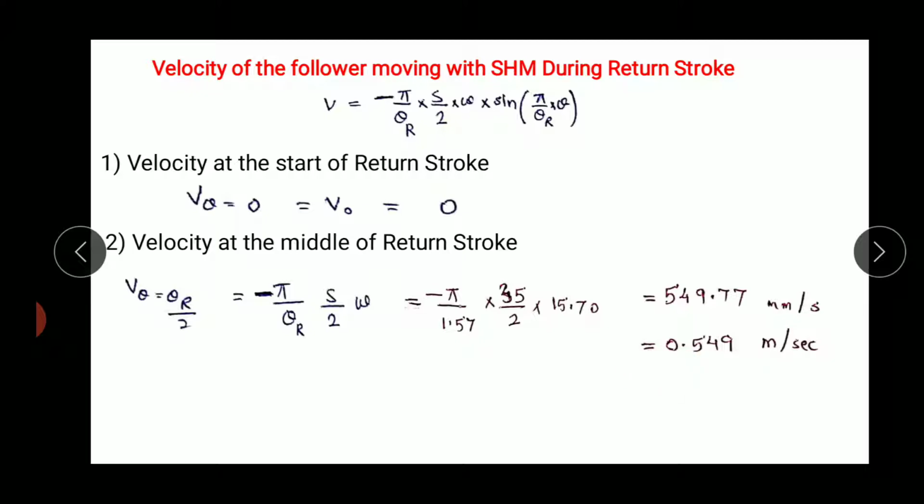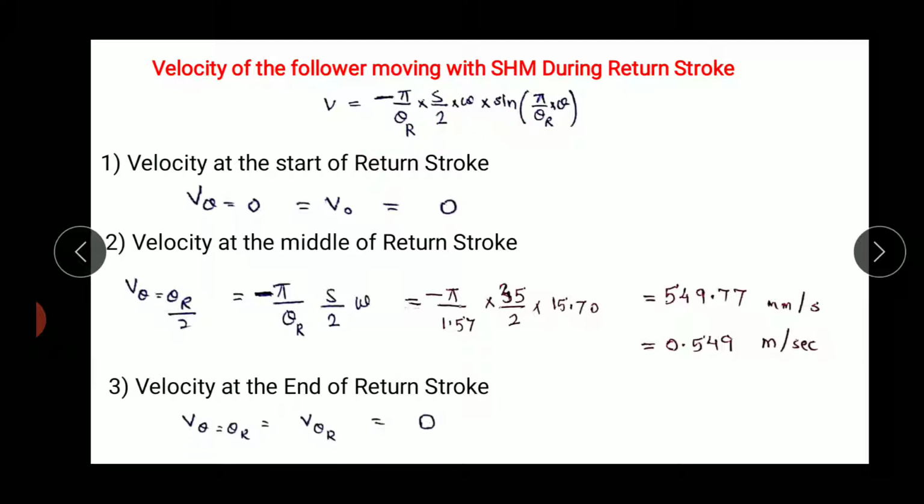Velocity at the end of return stroke, as we discussed earlier, will be 0, because here instead of theta you are going to put theta r. Theta r will get cancelled and it will remain sine pi. Sine pi is 0, so the entire term will become 0. So velocity at the end of return stroke will be 0.